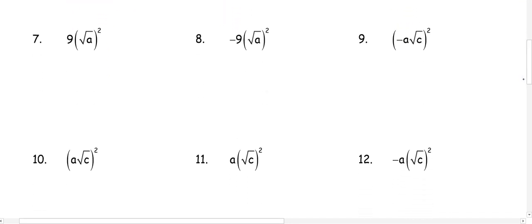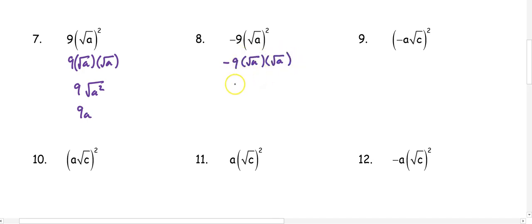Number 7, we have 9 parentheses square root of a squared, so we're going to rewrite the square root of a twice. So the square root of a times the square root of a is 9 root a squared. And the square root of a squared is just a, so we have 9a. In number 8, negative 9, and we're going to rewrite the square root of a twice. So we get negative 9 root a squared. The square root of a squared is just a, so we get negative 9a.